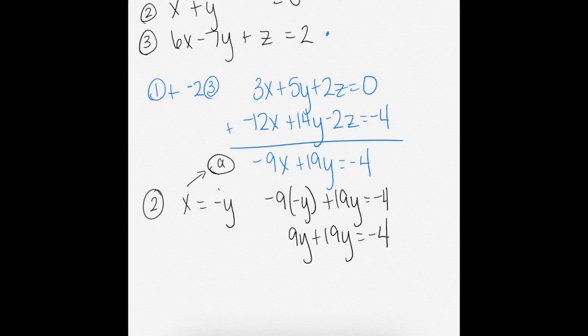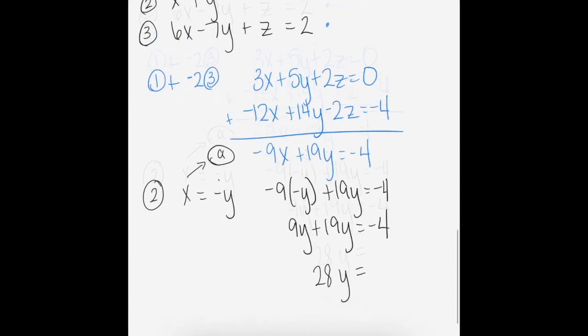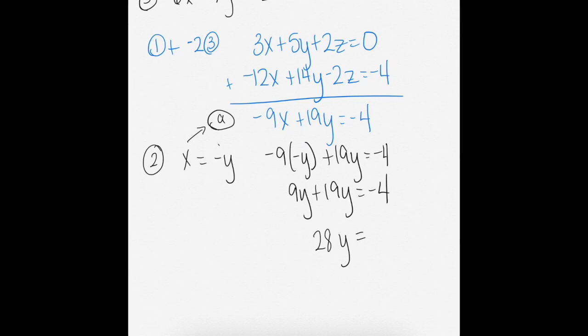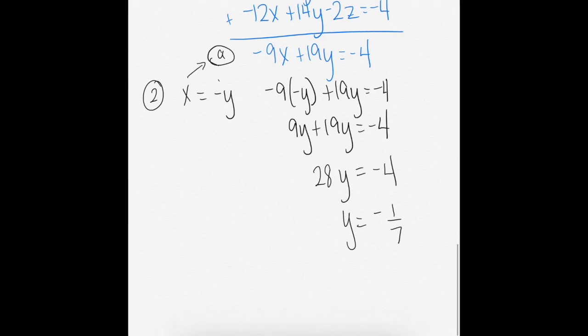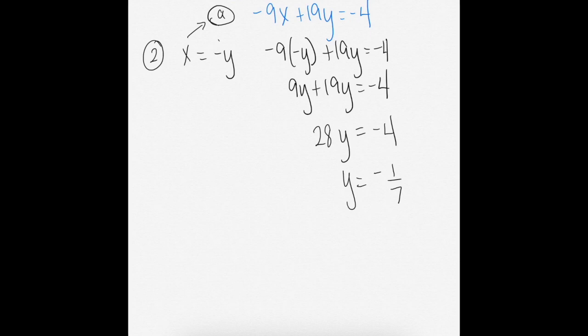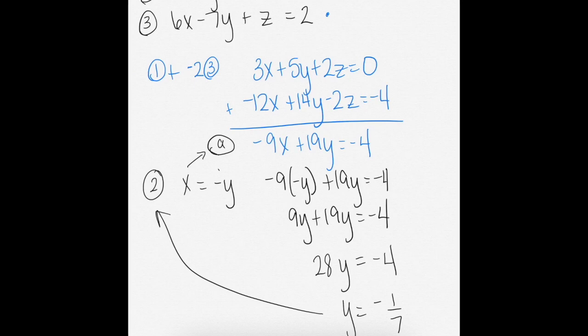That gives me positive 9y plus 19y equals negative 4. So notice how I still have 1 equation and 1 variable. So this will give me 28y. Oops, sorry, 28. So 28y is equal to negative 4, which means that y is negative 4 over 28, or negative 1/7. Not pretty, but true.